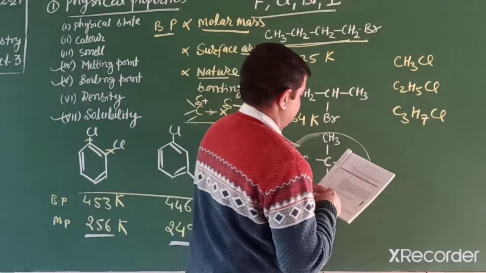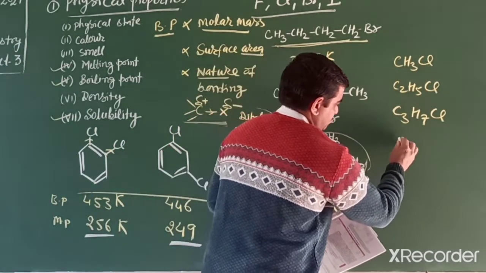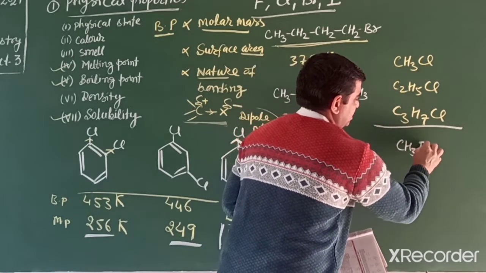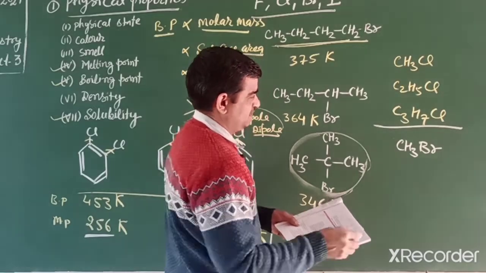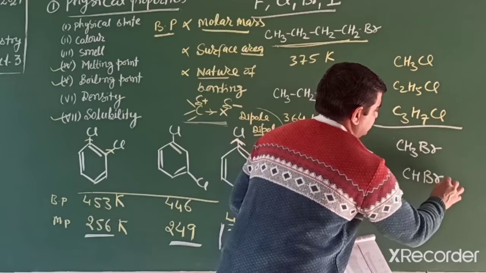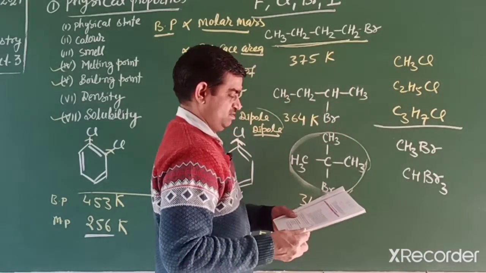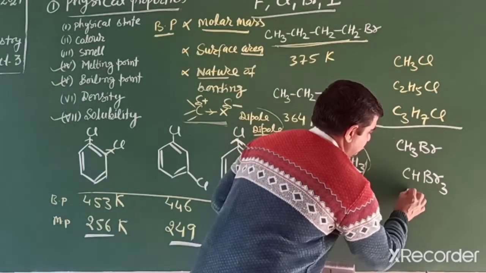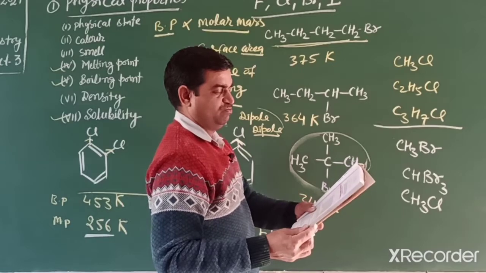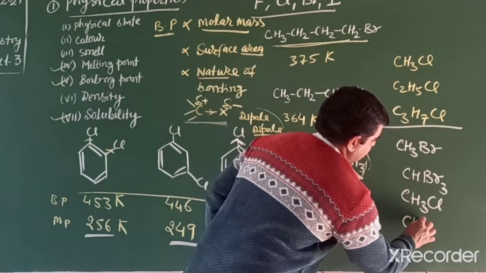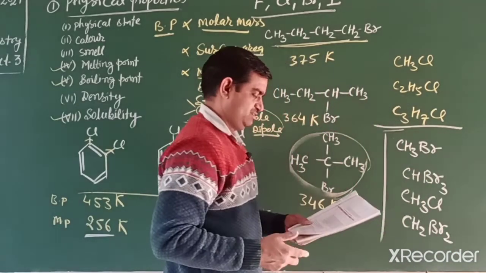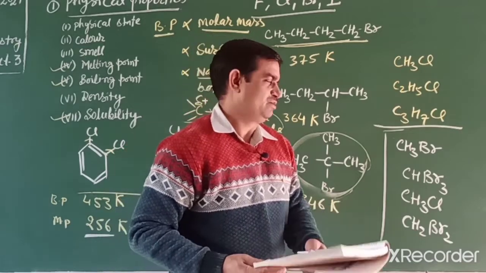In the first set, the first compound is bromomethane, CH3Br. Another one is bromoform, CHBr3, which means three bromines. Another is chloromethane, CH3Cl. Next, dibromomethane, CH2Br2. So we have to arrange these by boiling point.